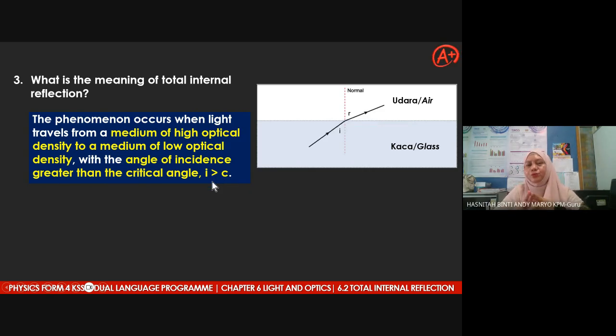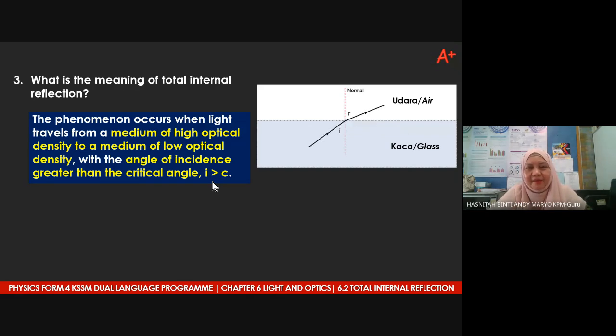So there are two keywords here. The yellow wording is the keyword first. The light must travel from a medium of high optical density to a medium of low optical density. Second, the angle of incidence must be greater than the critical angle.